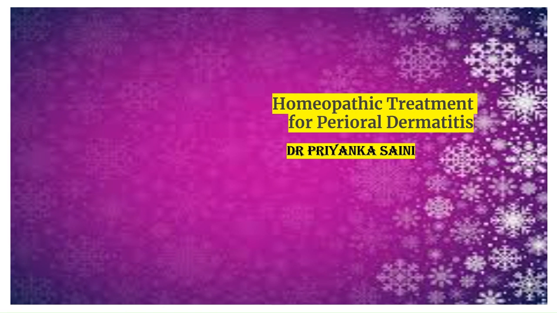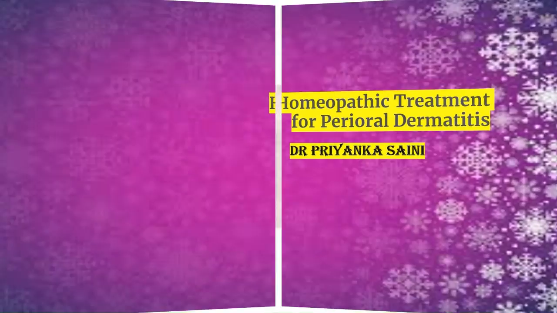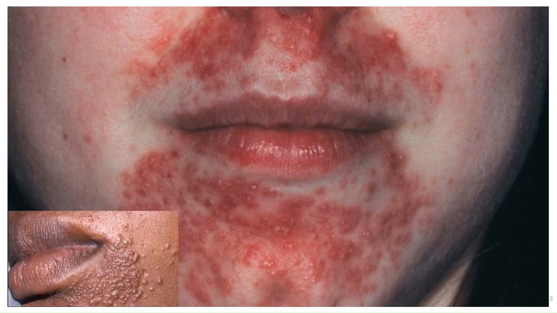So let's dive in. Before we discuss the treatment, that is homeopathic treatment, let's briefly understand what perioral dermatitis is. Perioral dermatitis is an inflammatory rash involving the skin around your mouth. The rash may spread up to your nose and even your eyes.